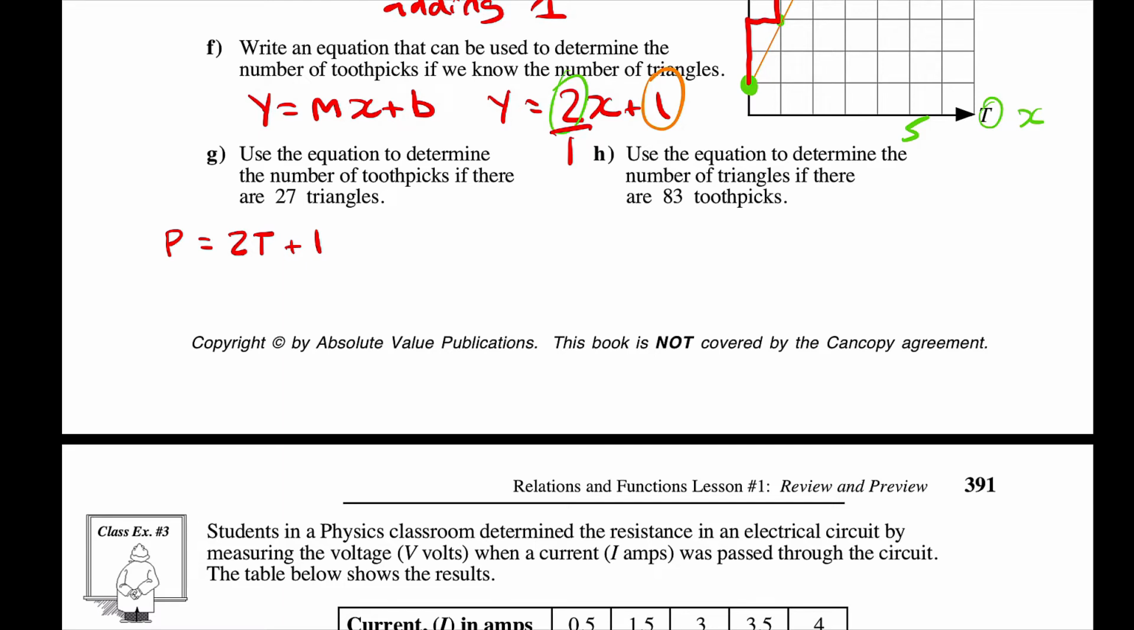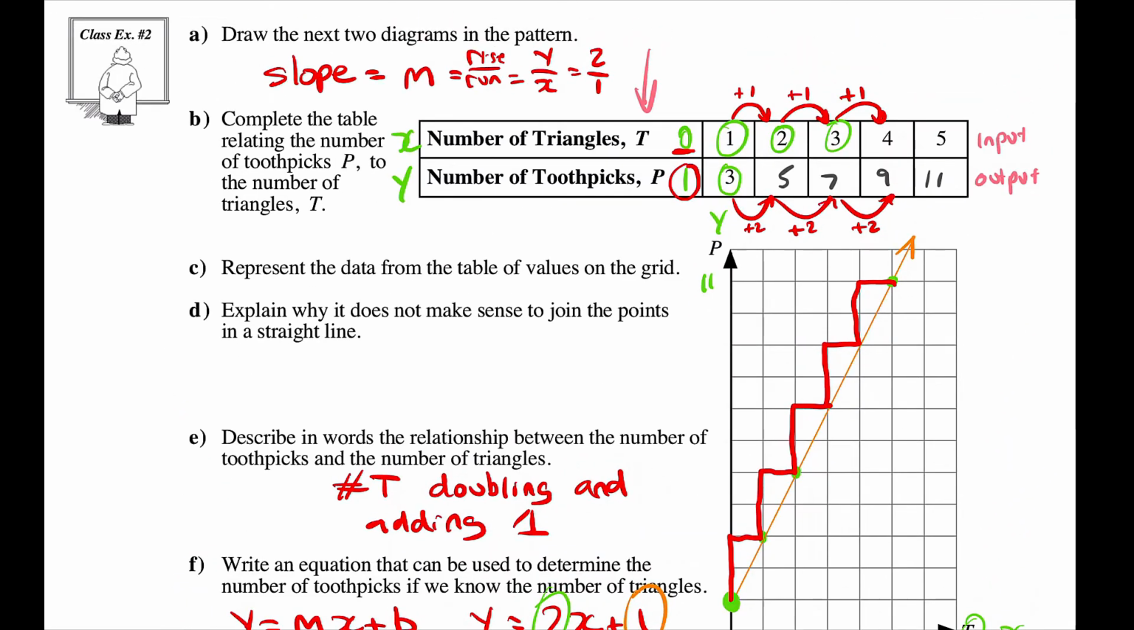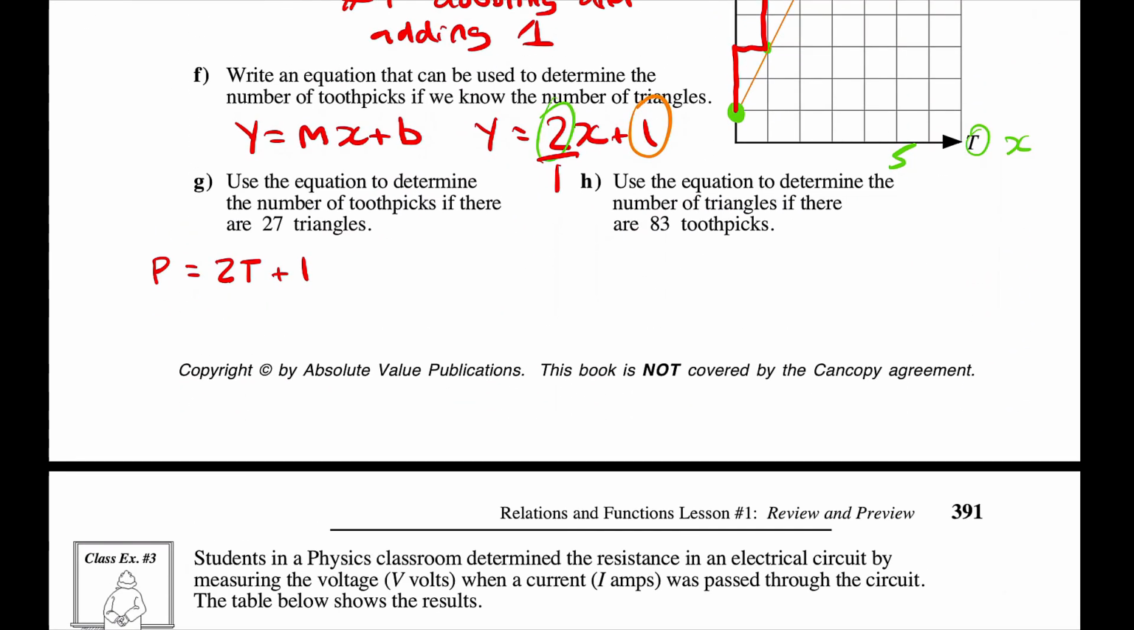And p, it's a little confusing here because you've got toothpicks and triangles both starting with t. So you want to make sure. Toothpicks is p, and triangles is t. So it says if I have 27 triangles, how many toothpicks will I need?